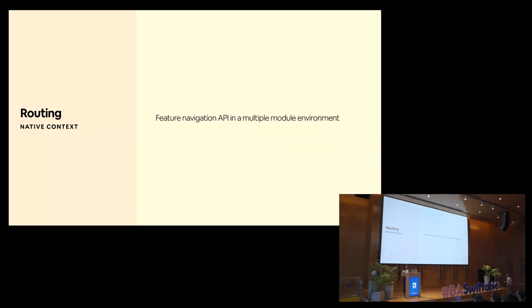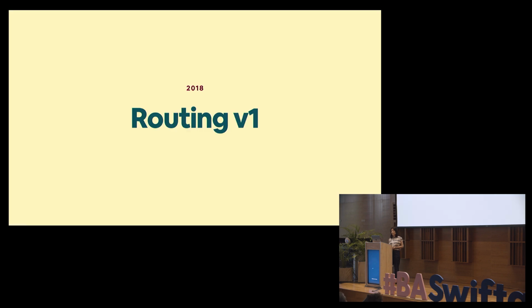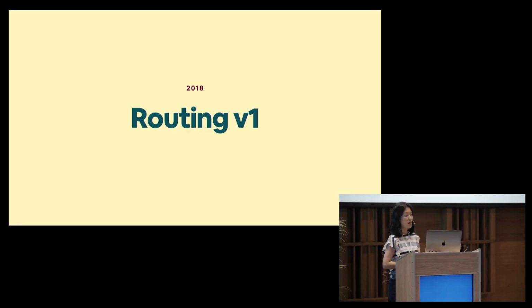So based on this discussion, routing in the native context is a feature navigation API in a multiple module environment. It provides a decoupled navigation mechanism with a clear set of API. So with this definition in mind, how do we tackle routing in our app?